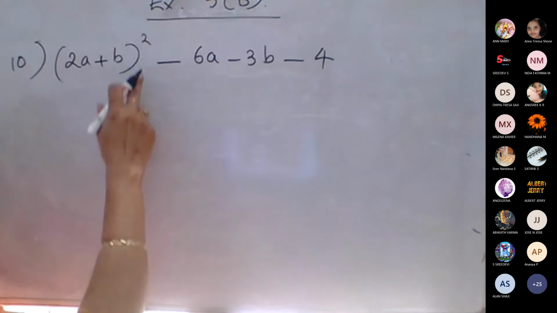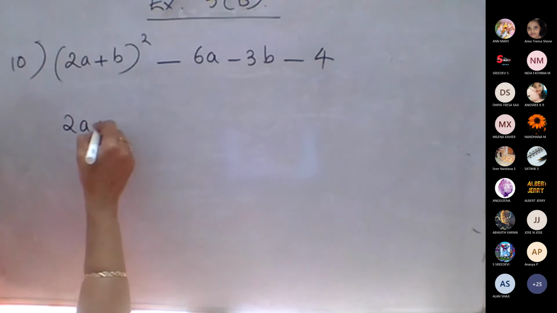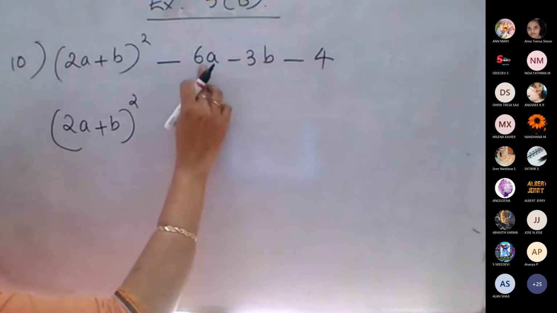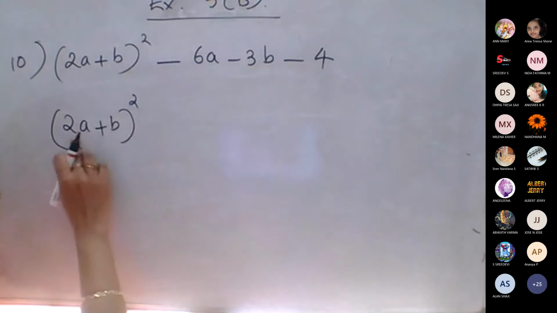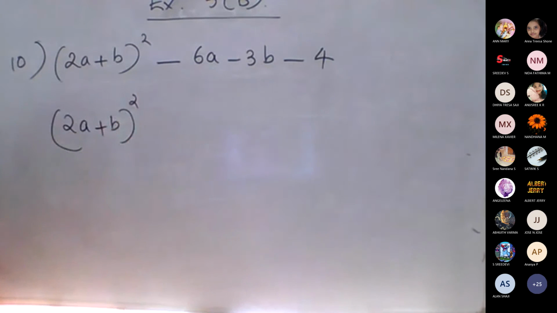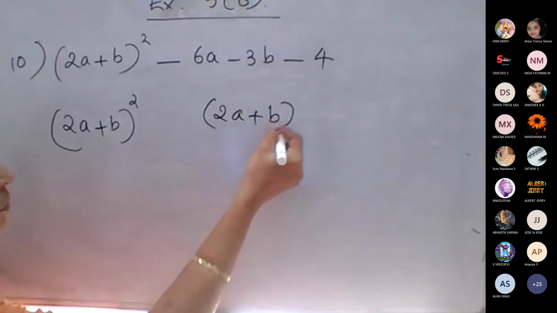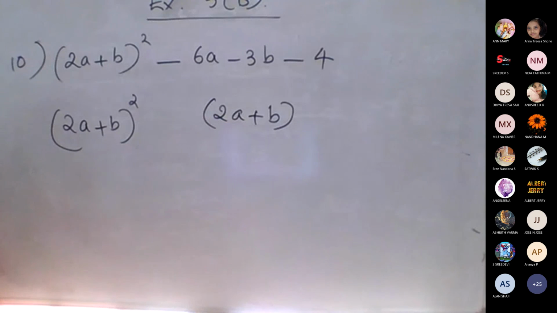So for (2a plus b) whole square, in that same form 2a plus b, can we write negative 6a negative 3b as 2a plus b? That we have to think. So write that same 2a plus b and check whether it is possible or not. Understood?